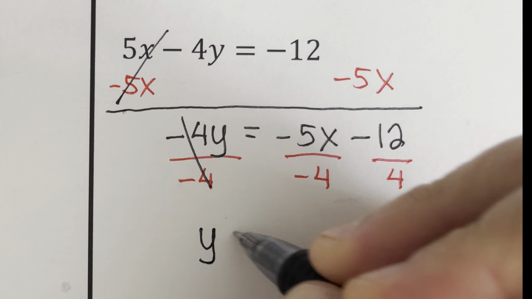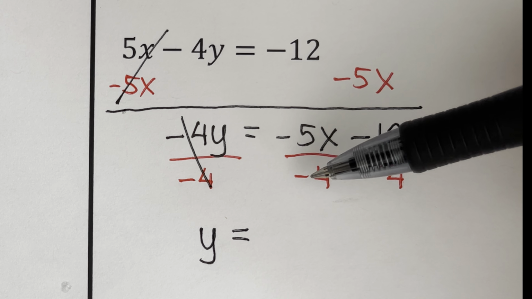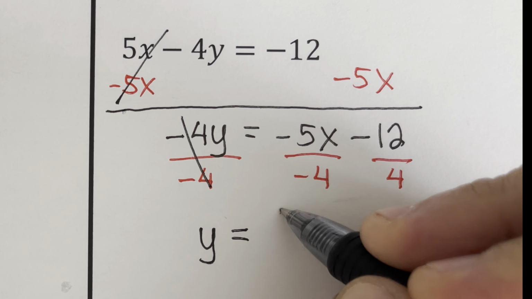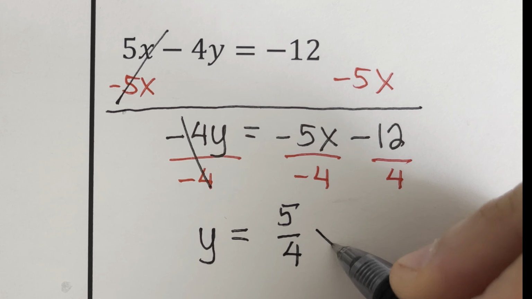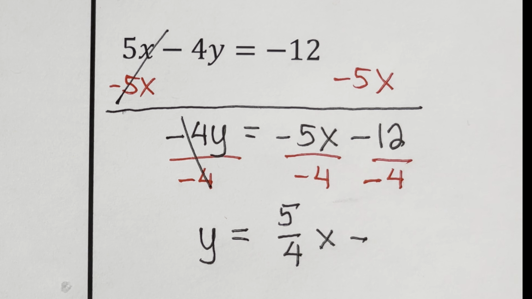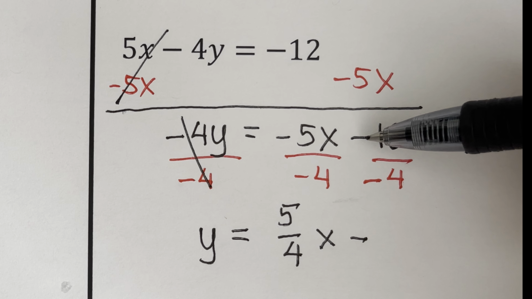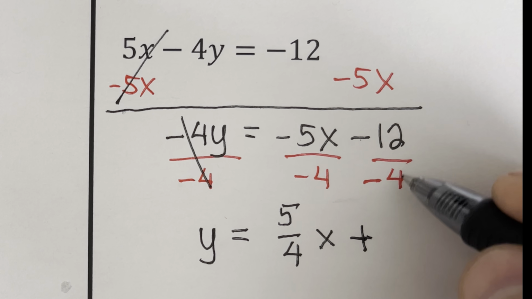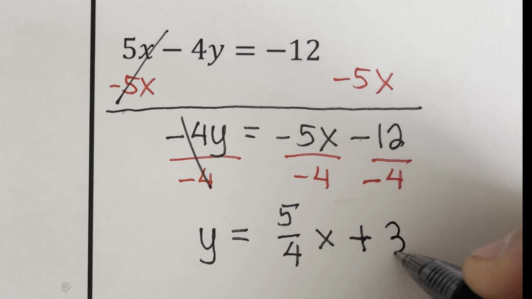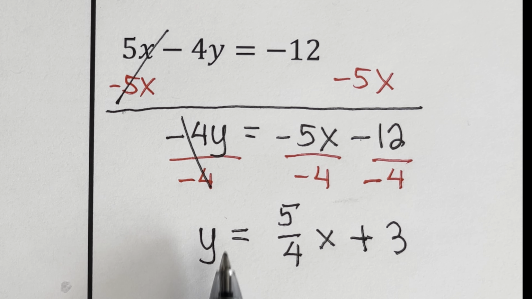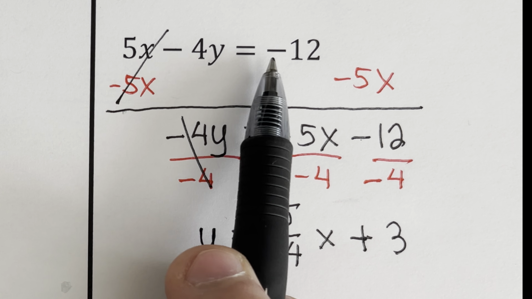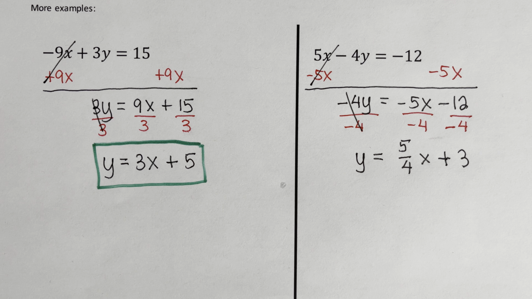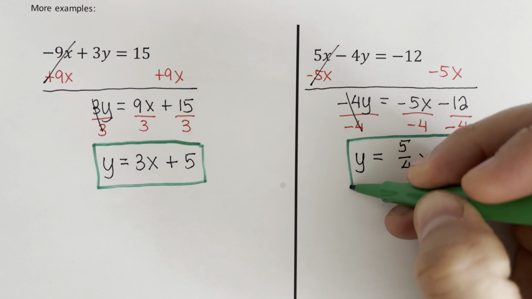I'm left with y equals, negative over a negative is a positive, and 4 doesn't go into 5, so I can just keep that as 5 over 4x. This is a -4 right here, so negative over a negative is a positive, and then 12 divided by 4 is 3. So the equivalent slope-intercept form of 5x minus 4y equals negative 12 is y equals 5 over 4x plus 3. Did you get the same answer as this?